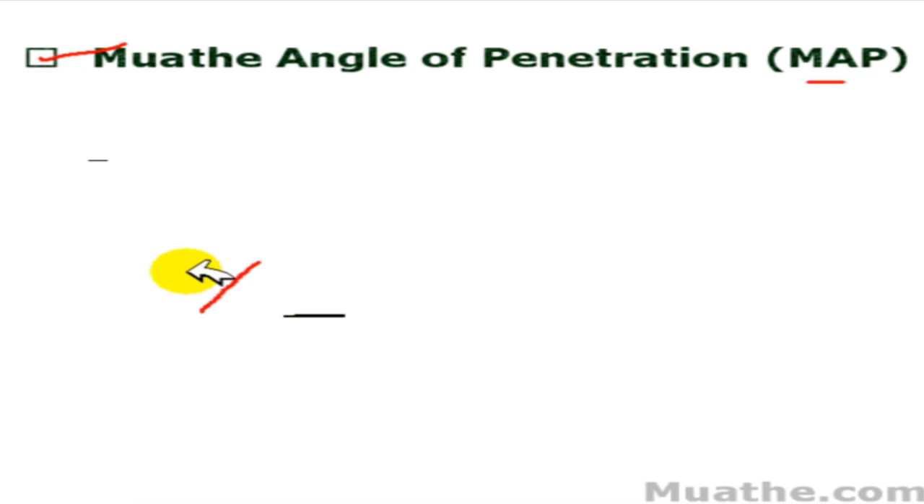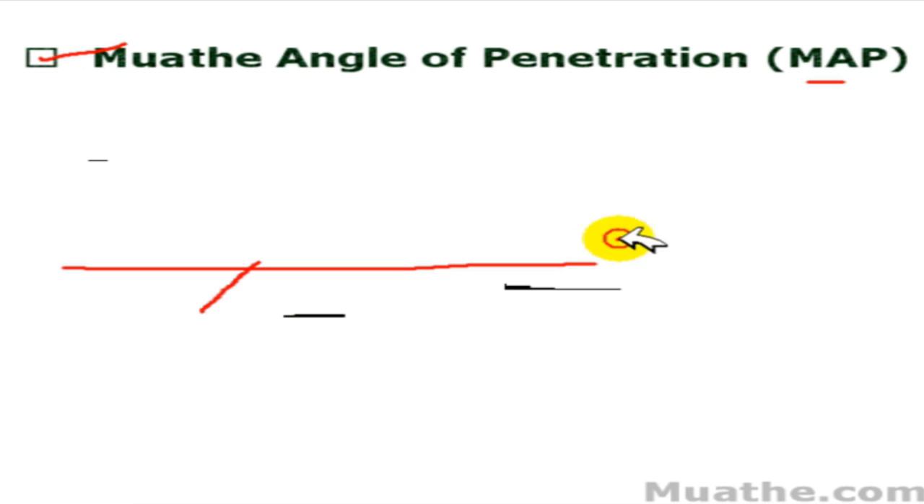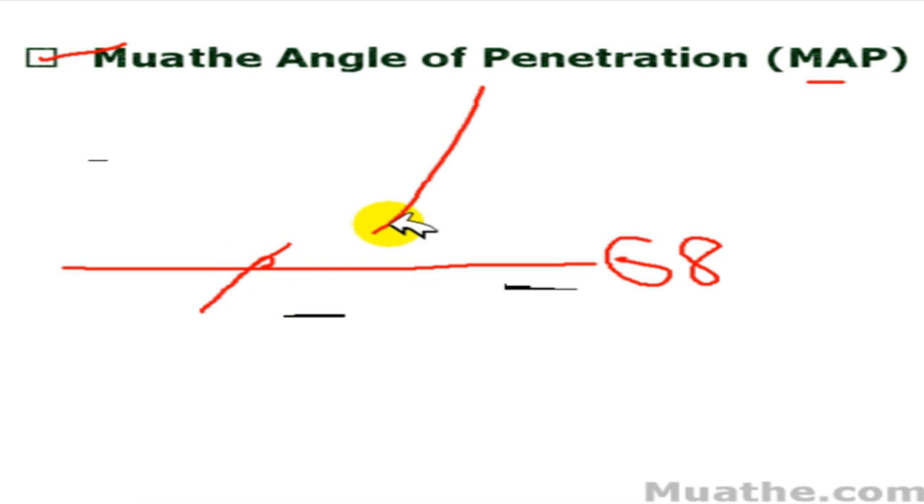The Muathe angle of penetration is in reality the point at which a stock moves above the 68 level on the RSI. The angle at which it moves above that point is what we call the MAP. Now, the higher this MAP or angle of penetration, the higher the rate of returns, or the more the stock is going to be in a heightened haste to get to higher prices.